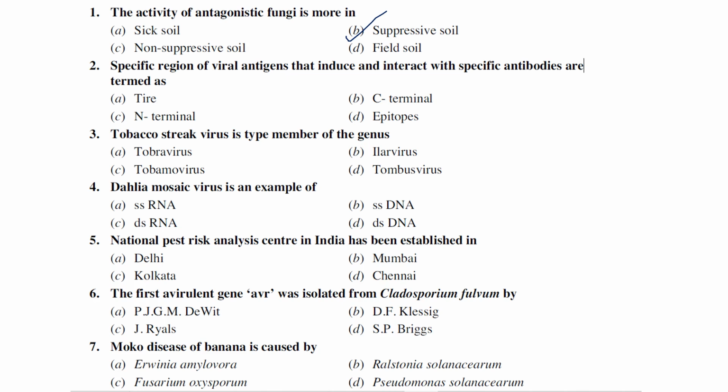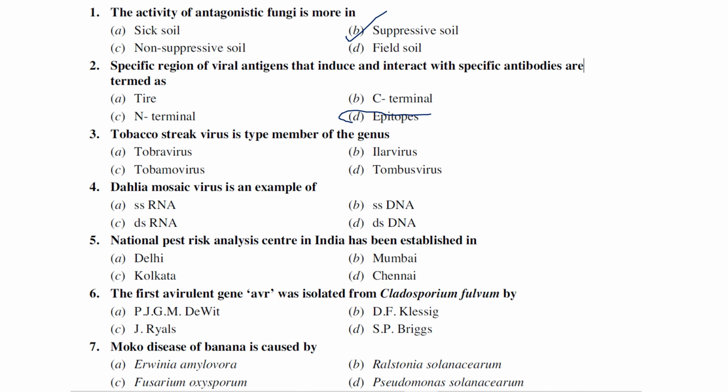The next one: a specific region of viral antigen that induces and interferes with the specific antibodies is termed as? I repeat, a specific region of viral antigens that induces or interacts with the specific antibodies is termed as: tier, C terminus, N terminus, or epitopes. Generally it is called the epitope. So an epitope is a viral antigen region that induces the production of specific antibodies. Okay.